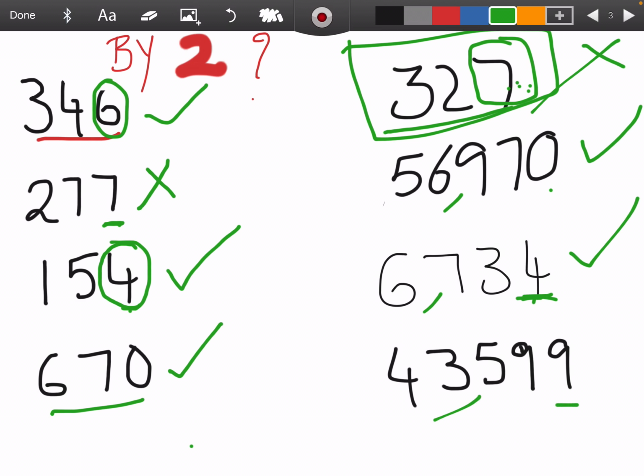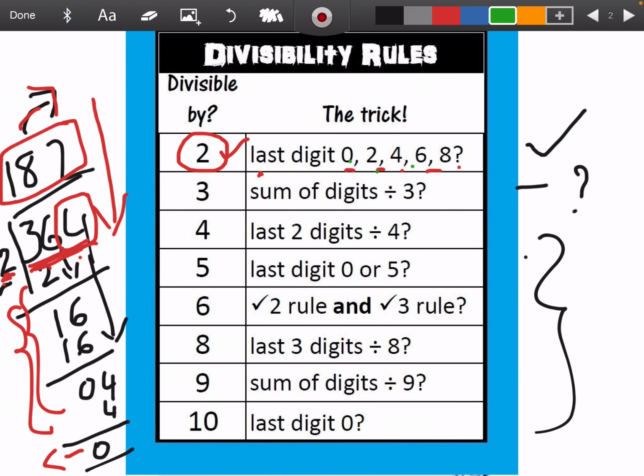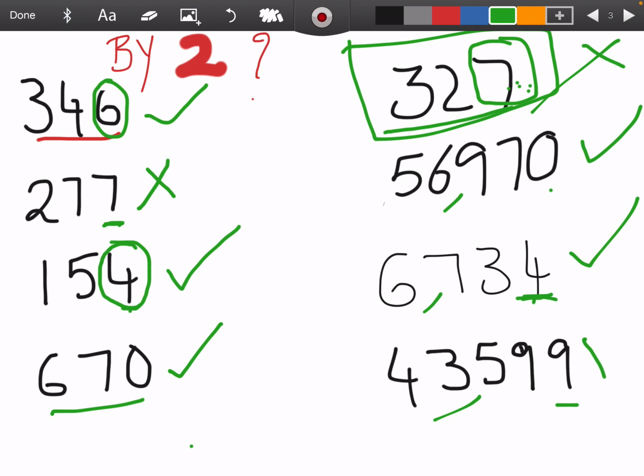43,599. I'll check the number in the ones place. It is 9. So 9 doesn't fall under 0, 2, 4, 6 or 8. So this number is not divisible by 2.